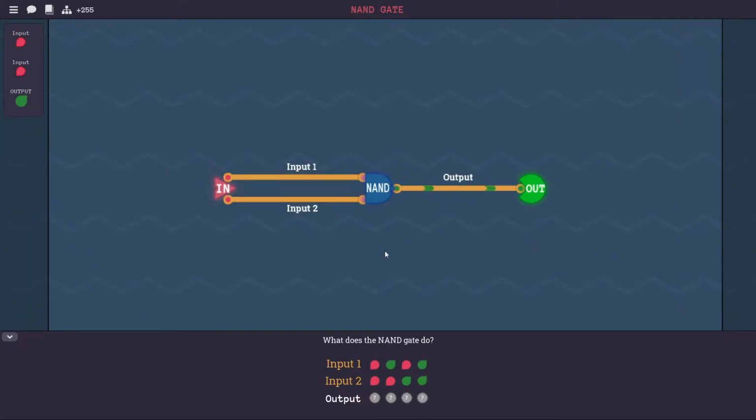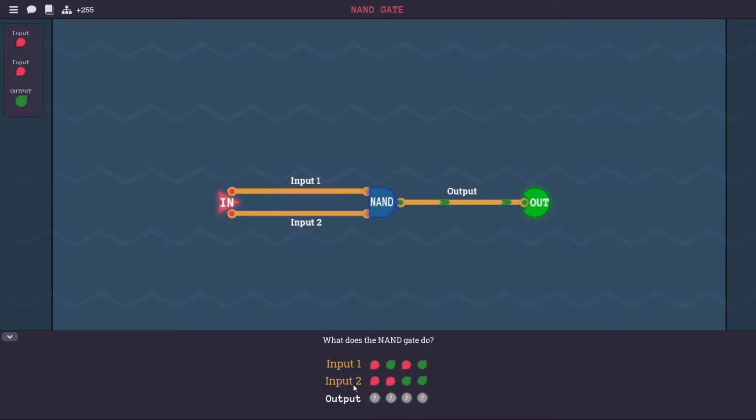The NAND gate is going to be your basic gate for all further levels, which means that it is technically possible, if you wanted, to create all further logic with only NANDs. This level is asking us to select the output for what the NAND gate is doing, and we can look at the inputs, which are these two lines on the left, and the output, and deduce what the output is just by looking at what the NAND gate does.